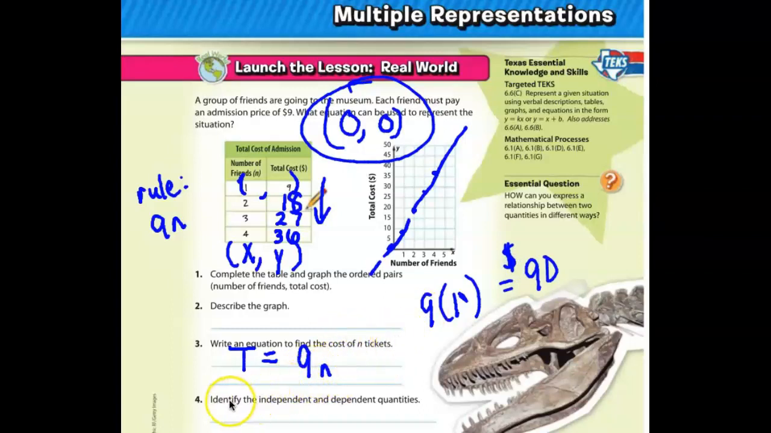So again, we've already mentioned it, but which one of these is the independent quantity and which is the dependent? Is the number of friends dependent on the total cost, or is the total cost dependent on the number of friends? Answer that for me now, please.